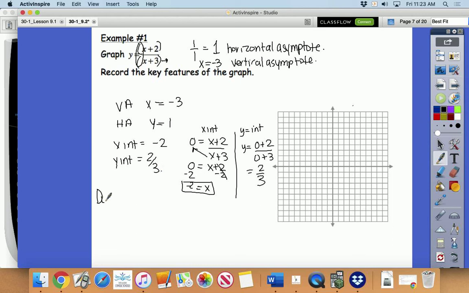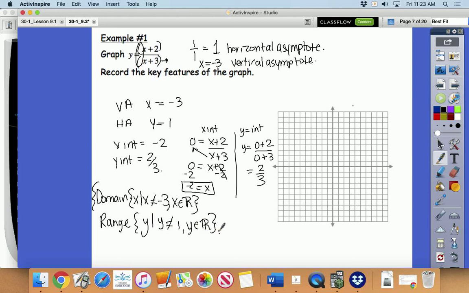Domain. The domain is x such that x cannot equal -3, so I'm using my vertical asymptote for that, x is an element of the reals. It can be anything else. The range would be y such that y cannot equal 1, y is an element of the reals. This comes from your horizontal asymptote.